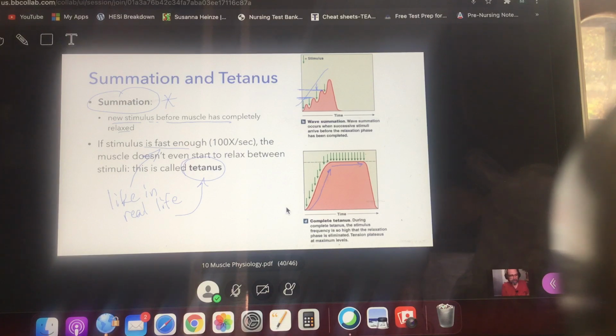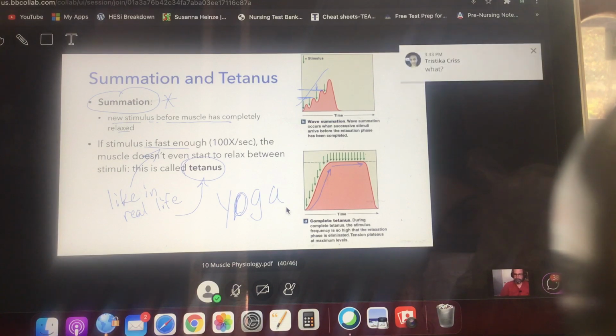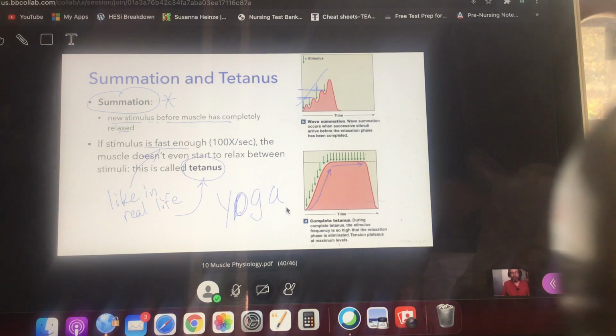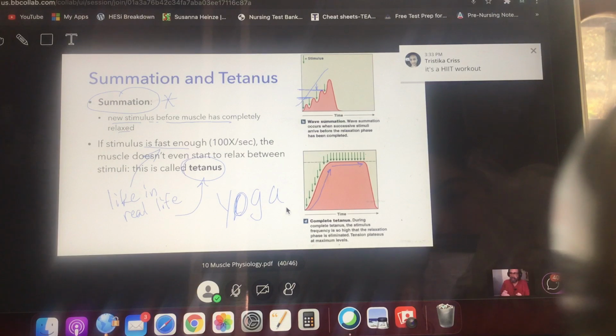Yeah, that's a good point. Tristica, type that in. Time under tension gets the gains. You know what I call it? I call it yoga. If you guys have ever done yoga, that's what it is. Now, there's more to yoga than just that, but the physical philosophy theory behind yoga, just on the muscle side, is holding poses and holding muscles in sustained contraction.